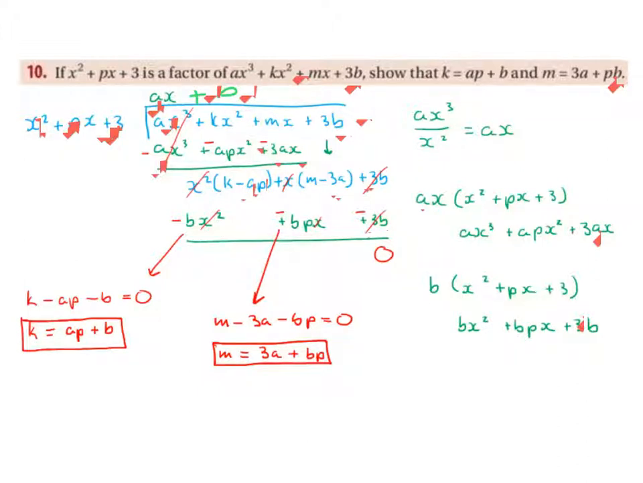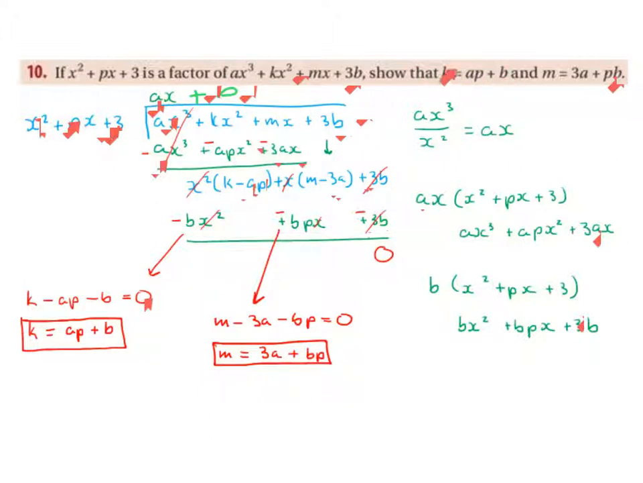Now we put like to like. So the x squareds we're going to put together, so we can cancel out the x squareds. We're not actually going to use them. So k minus ap minus b is equal to 0.